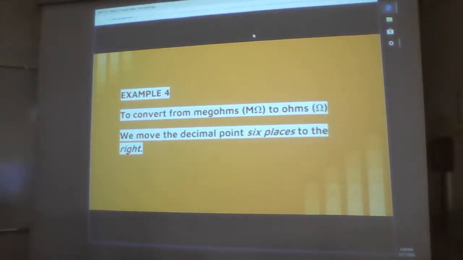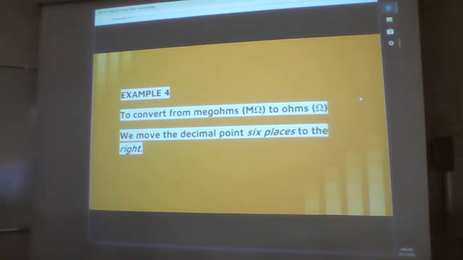Example 4, to convert megohms. Here we have megohms. Remember, mega is million. We want to convert it to ohms. We would move the decimal point 6 places to the right because we would be multiplying by 1 million. If we're multiplying by 1 million, that's a whole number, so we're going to move the decimal place to the right.